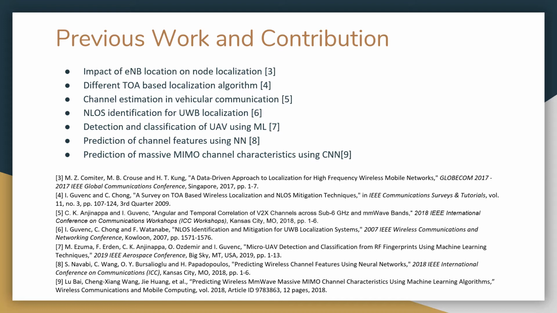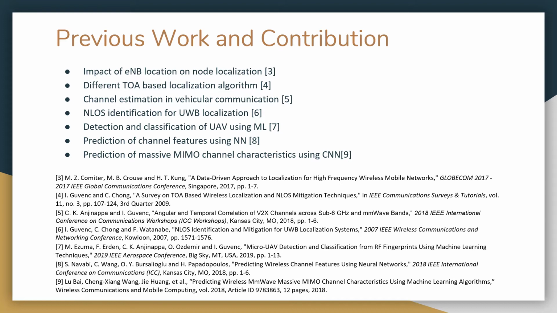In the paper Channel Estimation and Vehicular Communication, it shows which parameters are vital for channel estimation. Then, non-line of sight identification for ultra-wideband localization discusses the effects of non-line of sight on localization on ultra-wide bands. In the next paper, it discusses the application of how deep neural networks can be used to solve complex issues in wireless communication, like classification of different types of nodes.